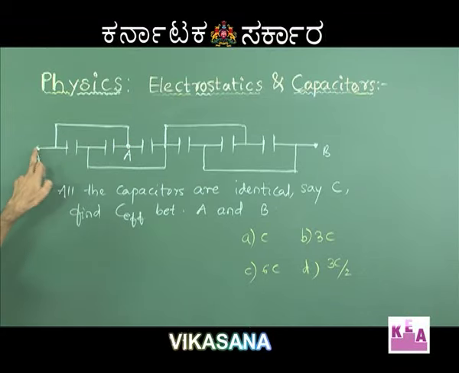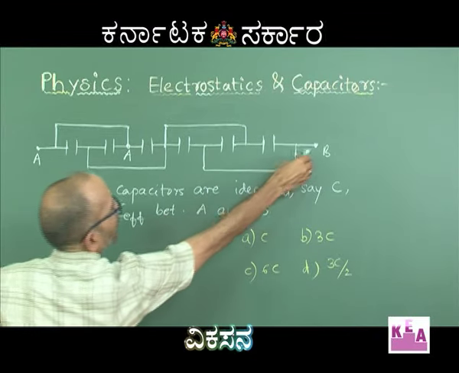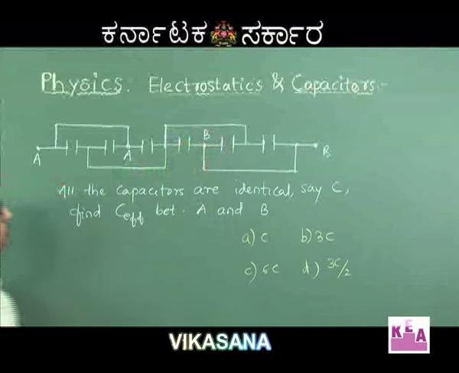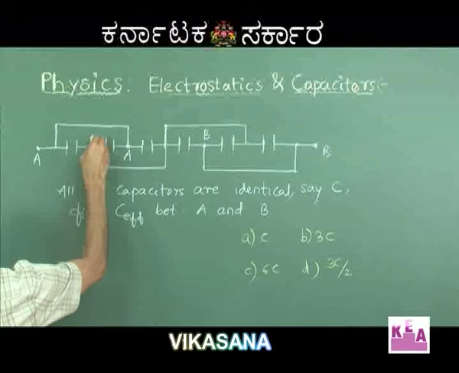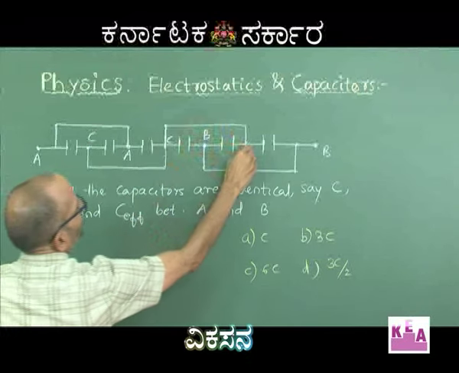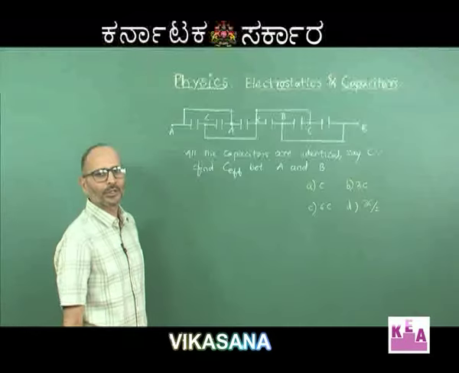So, if you have called this point as A, I must have to call this point also as A. Similarly, if you have called this point as B, this is also B and this is also B for the same reason again. Then if I call this point to be C, this is also C, this is also C. That simplifies the whole network.